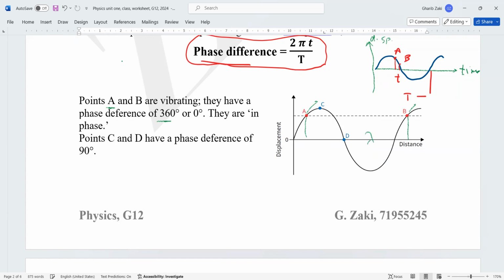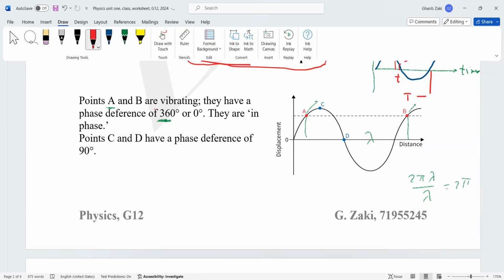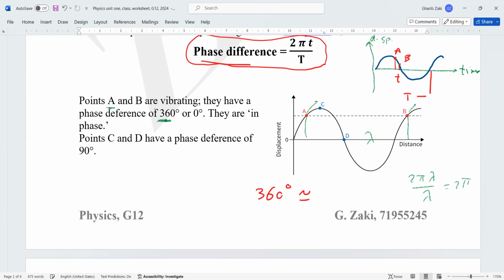Then the phase difference is 2 pi lambda over lambda, so it's 2 pi. So the phase difference between A and B is 2 pi or 360. 360 degrees in mathematics is equivalent to 0. So we can say the phase difference is 2 pi or 360 or 0. They are in phase. But what about C and D?